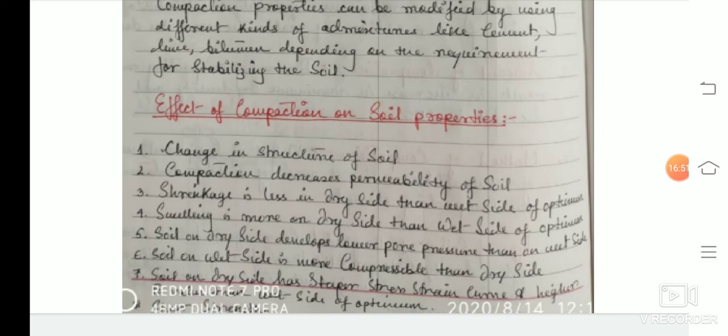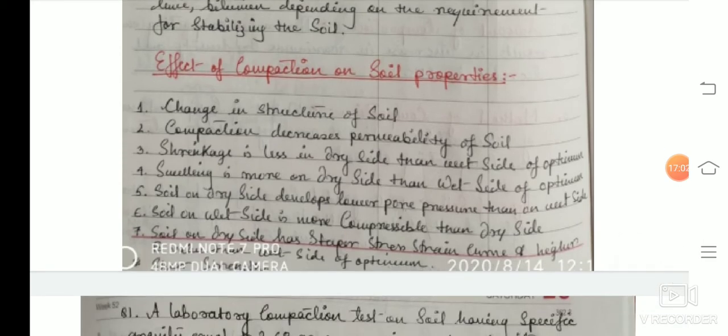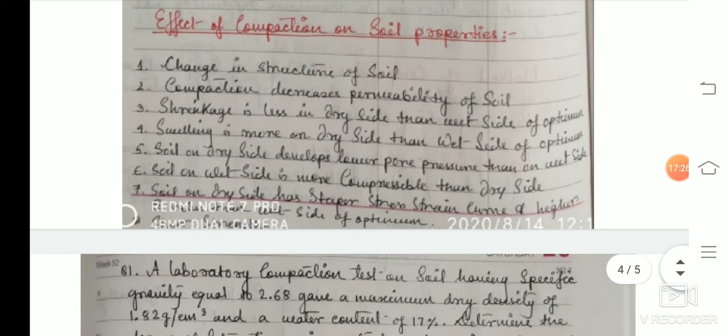So how do the soil properties change? First of all is the change in structure of the soil. Before compaction, a soil normally has a flocculated structure. After compaction, it becomes highly oriented or dispersed. So this is the first change of soil structure, that a flocculated structure gets converted into an oriented or dispersed structure. Next is the permeability of the soil. As the dry density increases due to compaction, the voids of the soil go on reducing, and as the voids go on reducing, permeability also decreases.